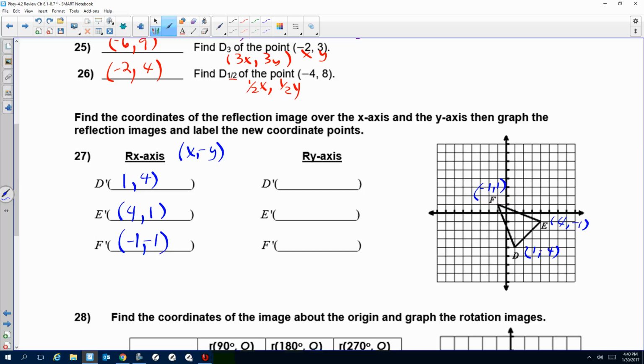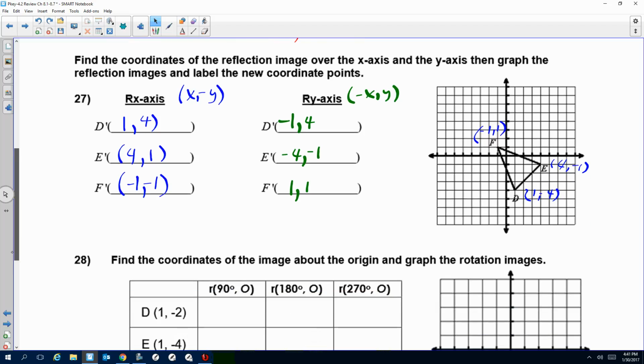Okay, I don't think they want us to reflect the image, so we're just going to follow the rule, which is negative x comma y, to the original points. Okay, we're just going to keep it to the original. So our D prime is going to be negative 1 comma 4. And we have negative 4 comma negative 1. And then we have positive 1 and 1. Okay? So that is just reflecting using the reflection rule.